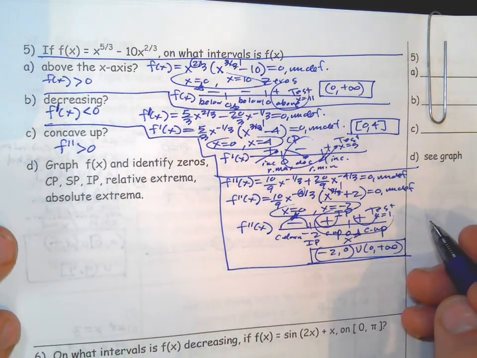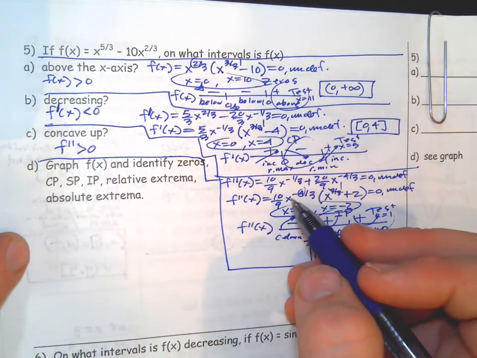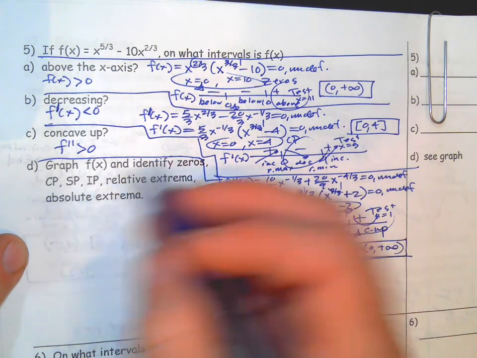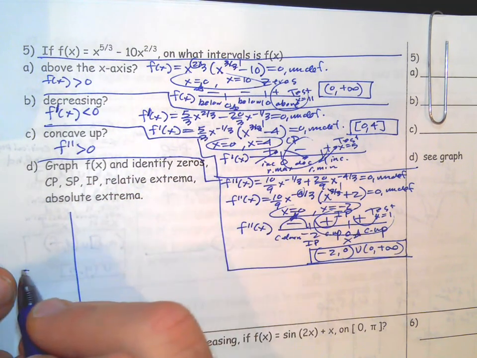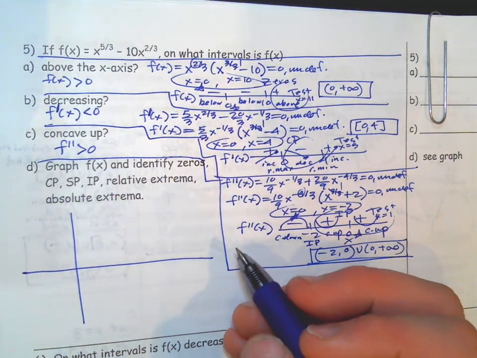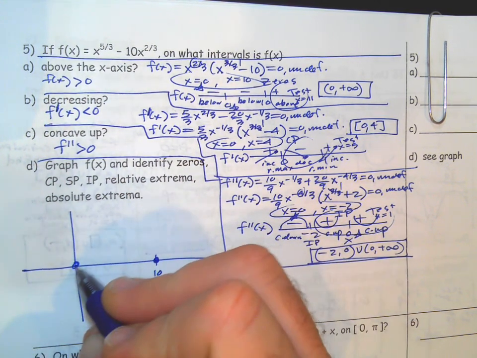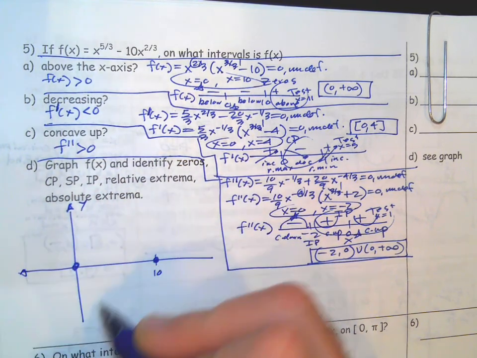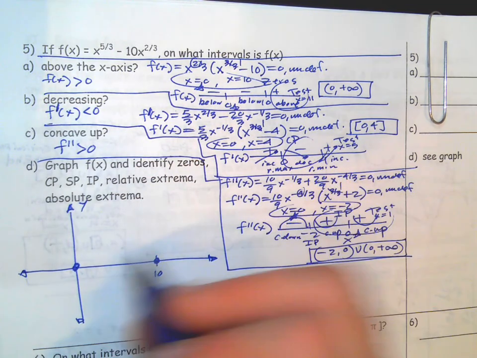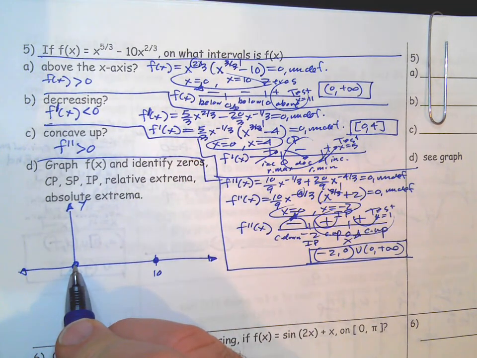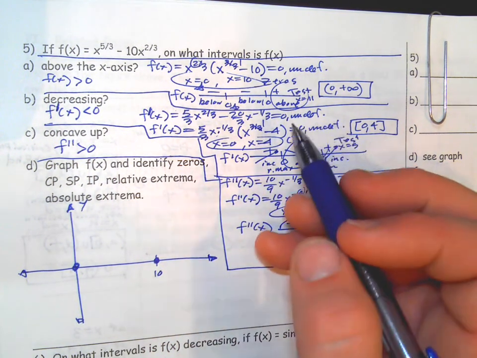Now, part D says to make a sketch and identify all these special things. So we've already kind of found everything. If we're doing a quick sketch, we have zeros at 0 and 10. So I think we'll start with putting the x-intercepts on the graph. And then on the next one, we have a relative max at 0, but the derivative is undefined there. So it's not a smooth one, it's kind of a sharp one, kind of like a cusp or something.